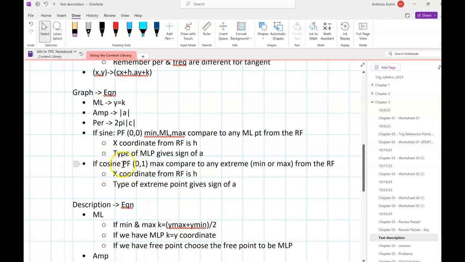If I'm doing a cosine, the parent function point I use is 0, 1, which is a maximum, and I compare that to any extreme, either max or min, from the resultant. The x-coordinate from the resultant is my H, and the type of extreme point gives me the sign of A. So if it's a max, A was positive. If it's a min, A is negative. And that about sums up everything I need for the graph to equation, right?